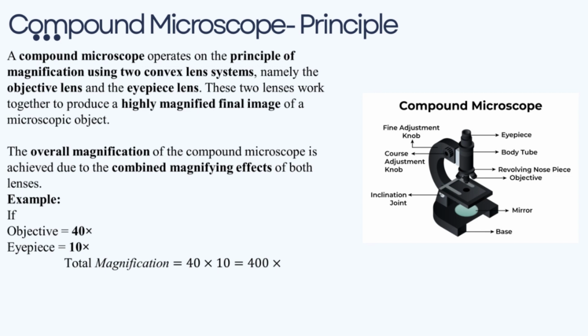So, essentially, the combined action of these lenses enables us to see tiny structures with great detail. Understanding this principle is fundamental because it explains how we achieve high magnification and resolution, which are crucial for scientific observation and research. This concept ties back to the overall theme of microscopy, using optical tools to expand our view of the microscopic world.